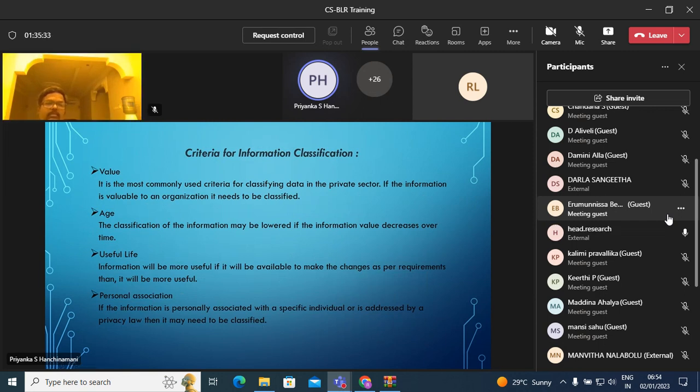Here are the criteria for information classification. Value: it is the most commonly used criterion for classifying data in the private sector. If the information is valuable to an organization, it needs to be classified. Next, age. Classification of the information may be lowered if the information's value decreases over time. Next, useful life. Information will be more useful if it can be changed as per requirements. Next, personal association. If the information is personally associated with a specific individual or addressed by privacy law, then it may need to be classified.